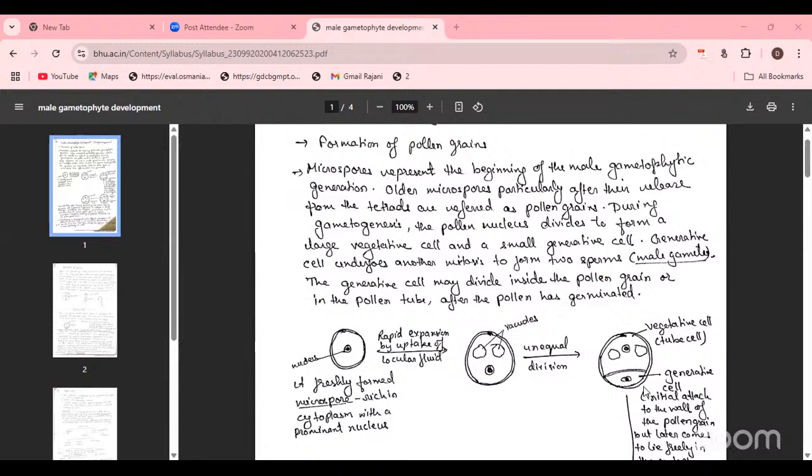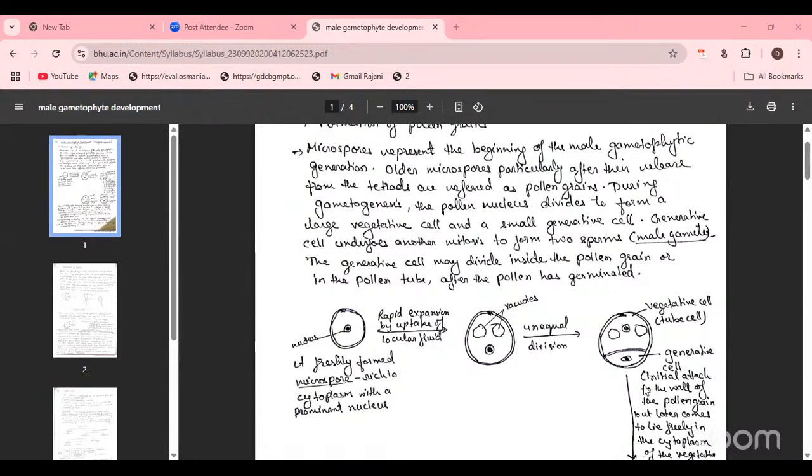The generative cell may divide inside the pollen grain or in the pollen tube. In different species the development is of different types. In some, the generative cell divides inside the pollen grain; in others, it divides in the pollen tube after the pollen has germinated.